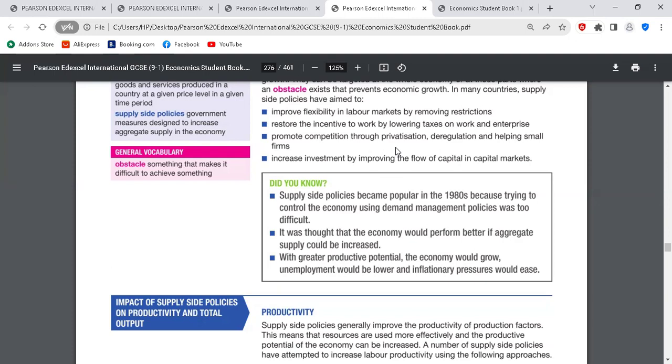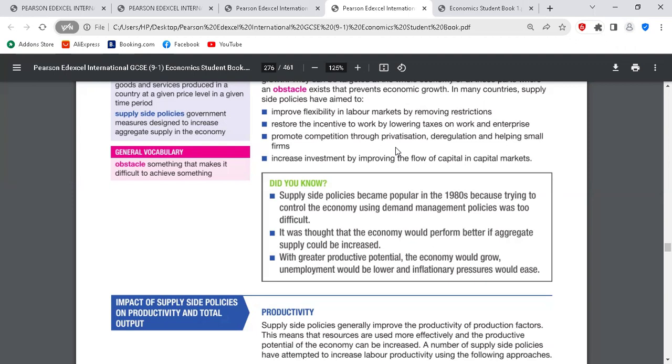whatever they can come up with, so that the producers find it easy for them to invest in capital goods, like to buy equipment. The government wants to make it easy for them to invest in enterprise, and to invest in whatever would increase output in the economy. So this is what the supply side policy is all about.